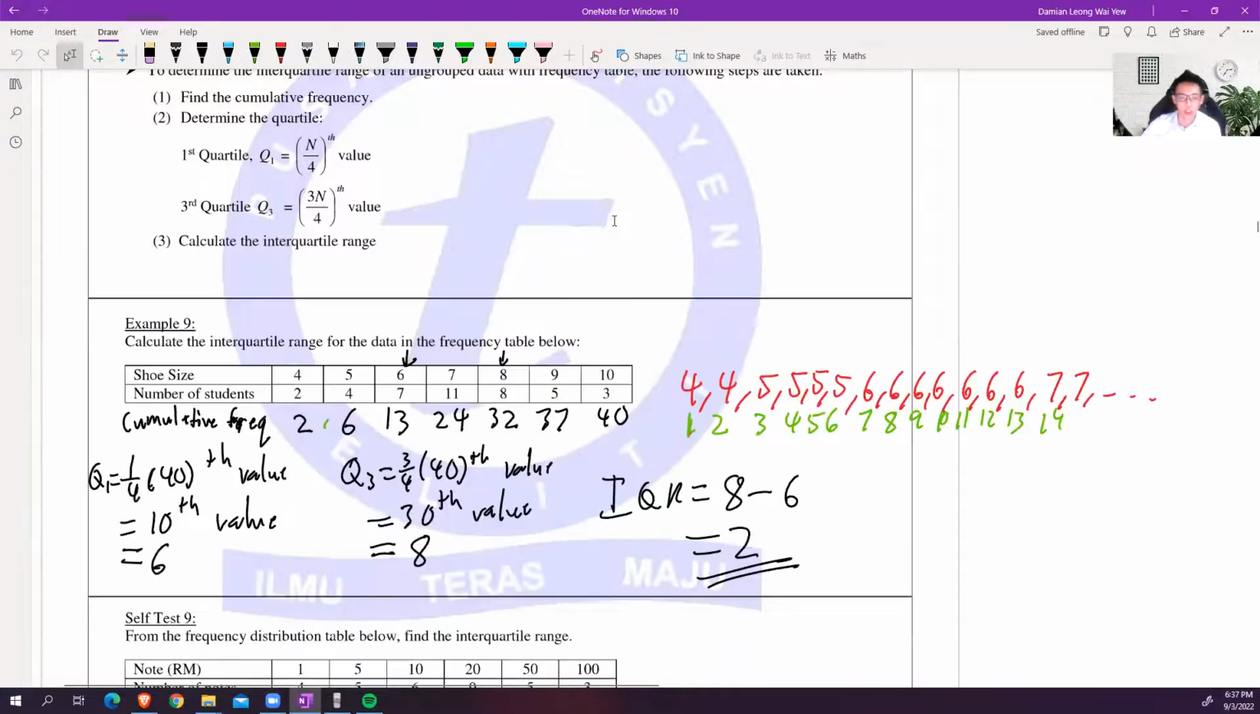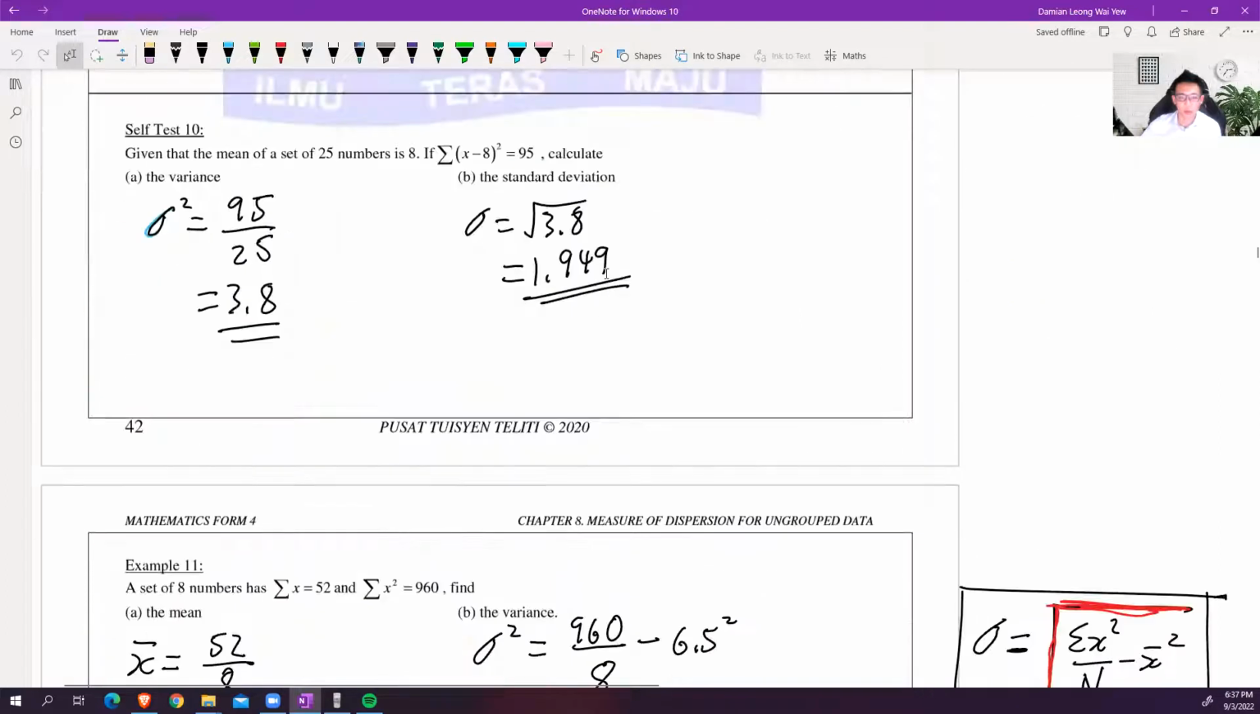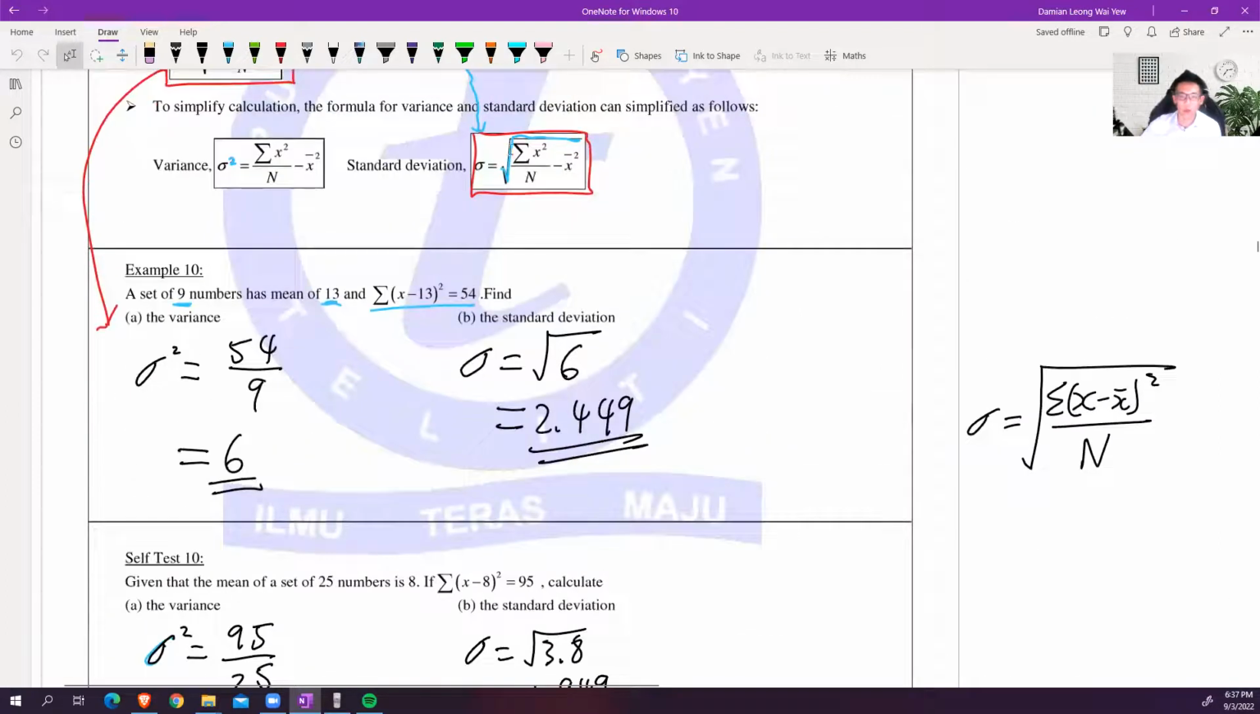Variance and standard deviation, if you want to find, it's just following the formula. Formula is given, no need to memorize. Most important is you know how to use the formula.